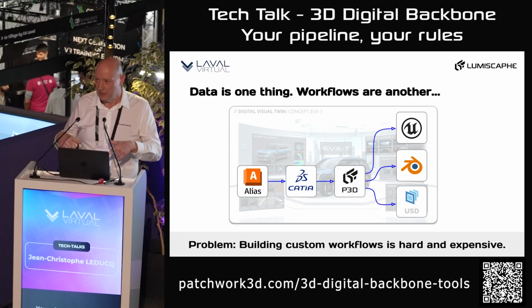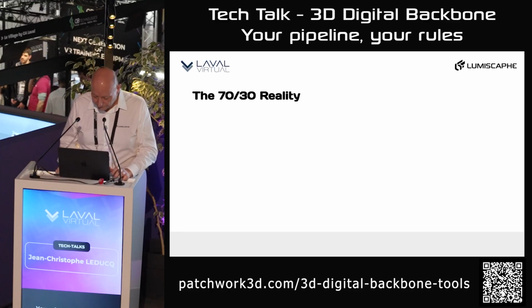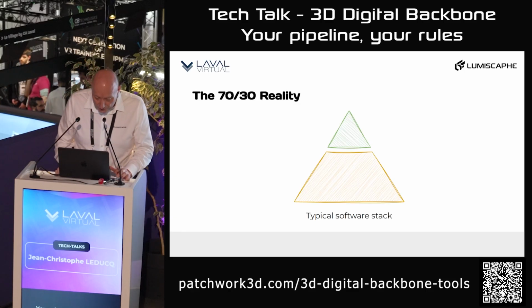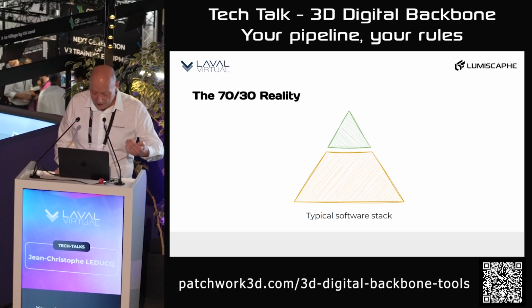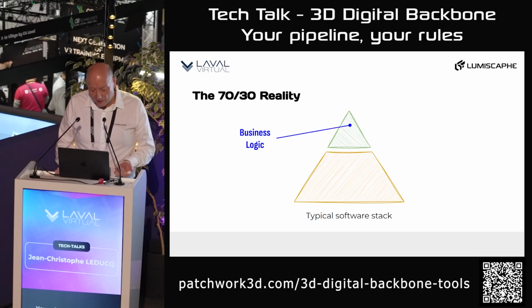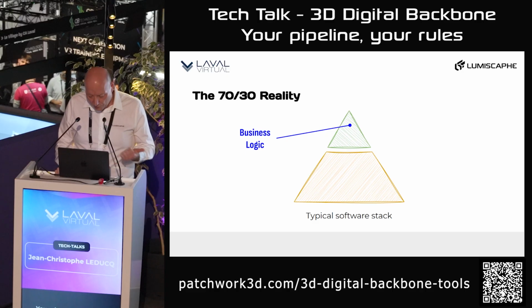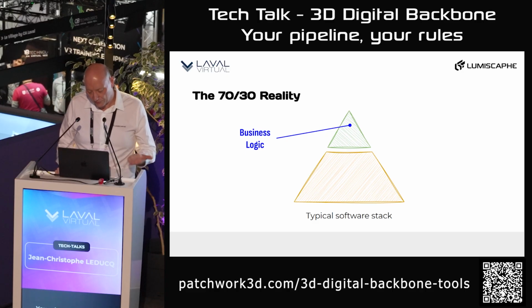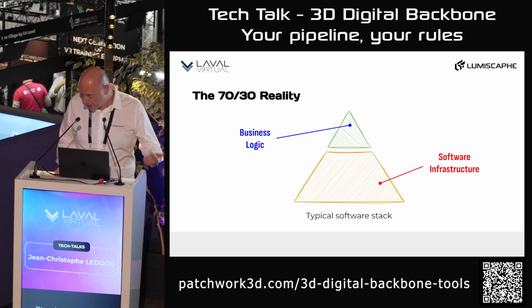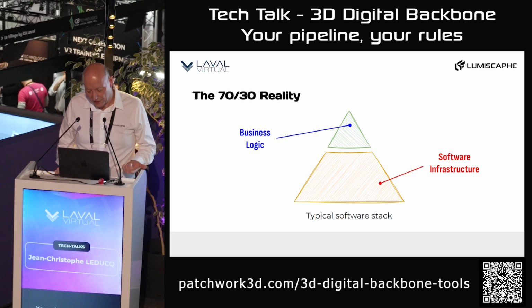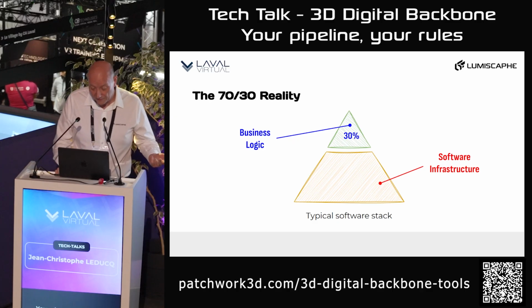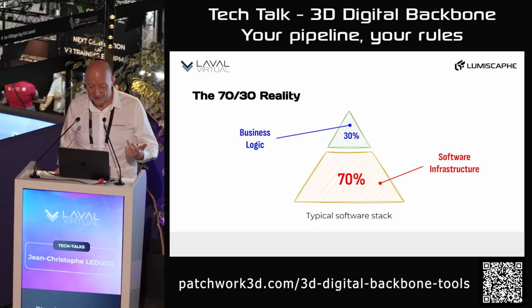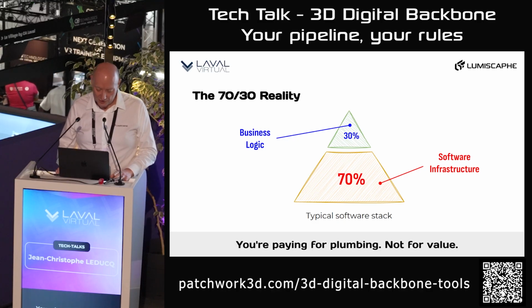Why? Because we have the problem of siloing of information, but we also have what we call the 70-30 reality. Which means that when you build a software ecosystem, the typical software stack is built like this. You have a first part that is business logic, the intelligence that drives your workflow, and then the second part is software infrastructure, meaning all the technology needed to implement your workflow. Business logic is usually less than 30% of the source code, and so the infrastructure is more than 70% of the source code. So, the problem is that you are paying for plumbing, paying for the infrastructure, for the technical layer, not for business logic.